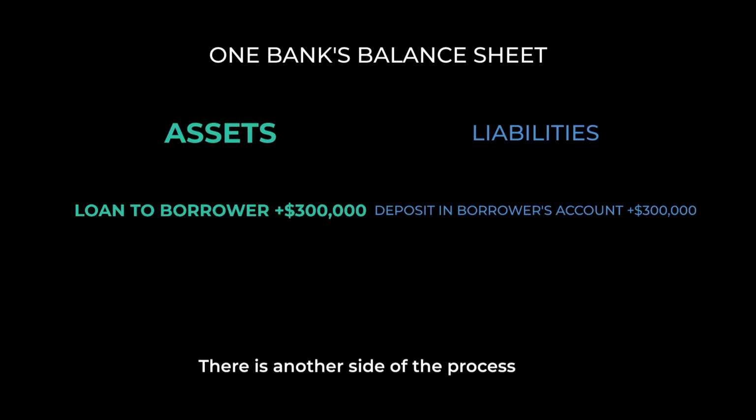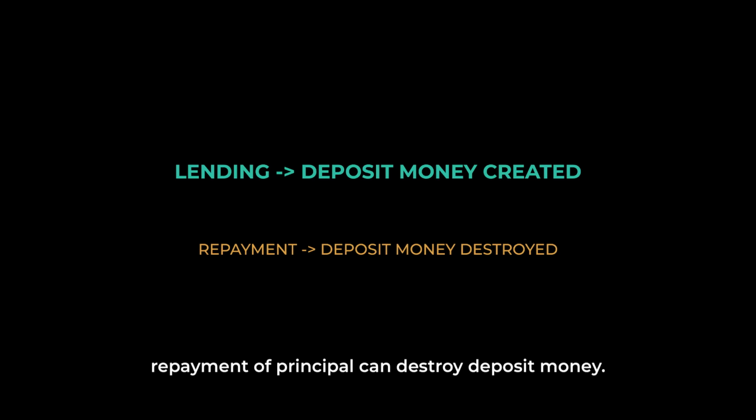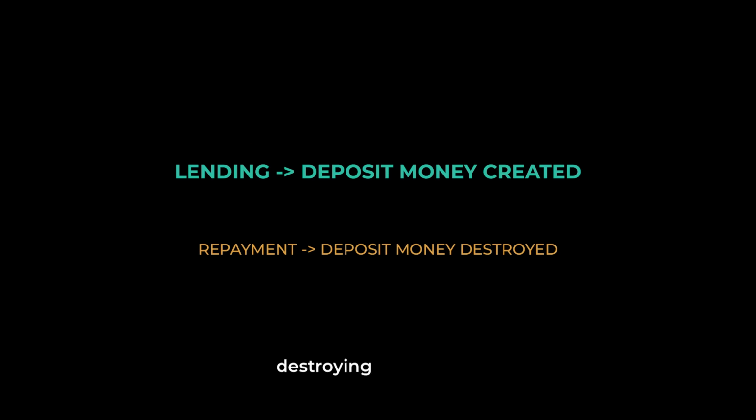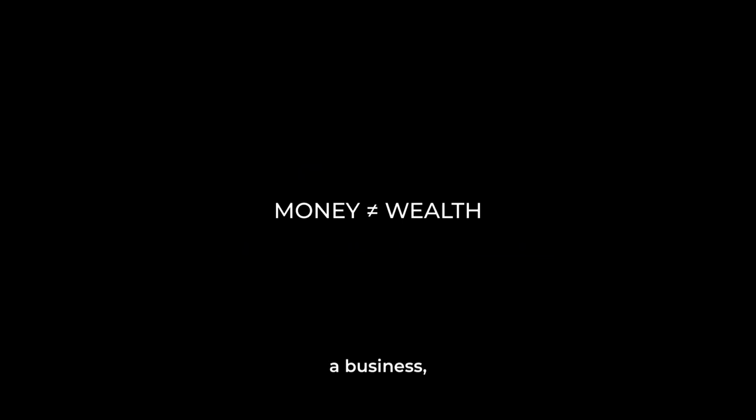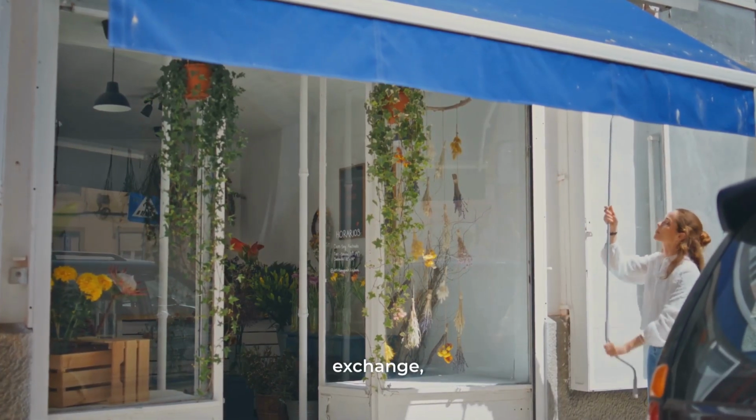There is another side of the process that is easy to miss. When principal on a bank loan is repaid, the corresponding deposit money used for that repayment is extinguished from the banking system. In plain English, bank lending can create deposit money, and repayment of principal can destroy deposit money. Again, this is not the same as creating or destroying real wealth. A factory, a house, a skill, a business, or a productive machine is not the same thing as a monetary balance. Money is a system for accounting, exchange, settlement, and storing purchasing power.